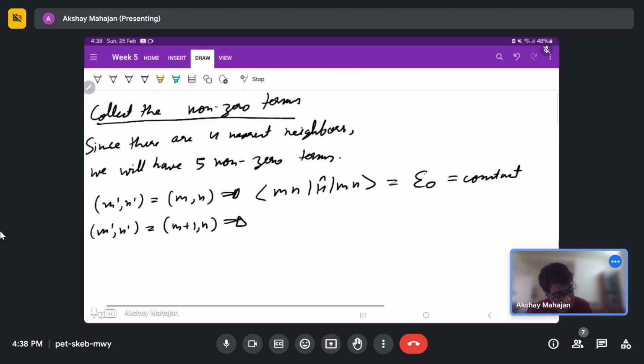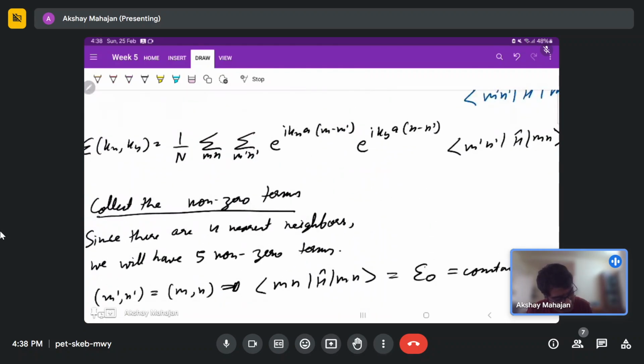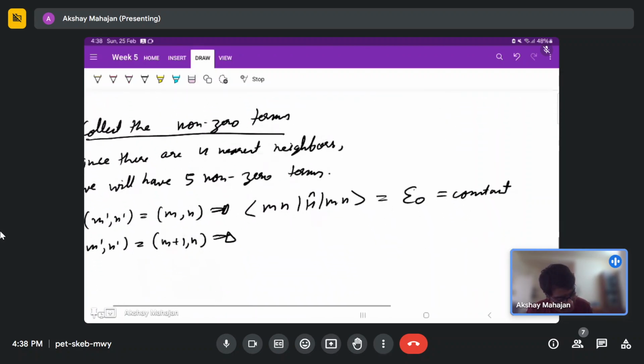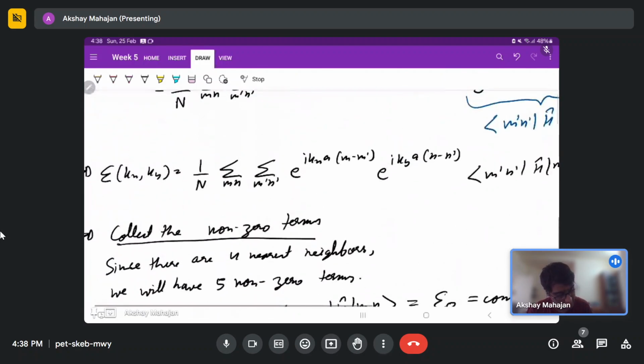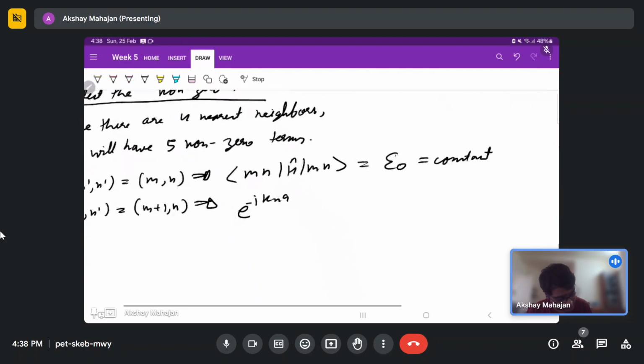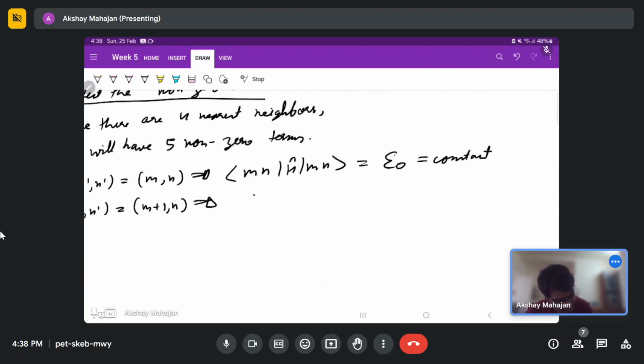Alright, so in that case what we will get is e to the power iota (n minus n prime), and n equals n prime, so that will give me 1. From here I will get e to the power minus iota kx of a, because we have m plus 1 for m prime. You put m plus 1, so this term will become e to the power minus iota kx of a, times we will have m plus 1 comma n, h cap, m comma n.